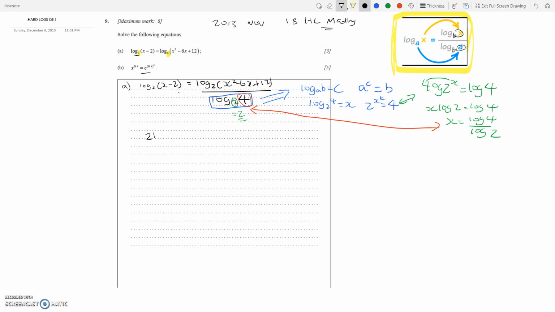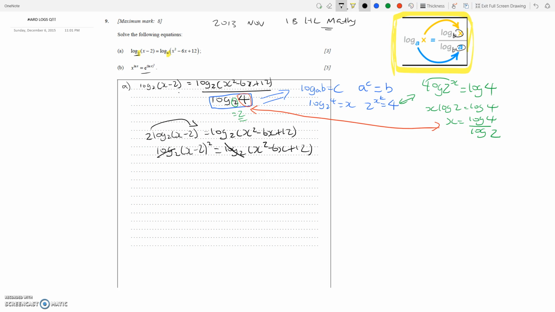So 2 log base 2 of x minus 2 equals log base 2 of x squared minus 6x plus 12. We can move this back up as a power instead of bringing the power down, to get the exact same base. Now if we get the exact same base, we can cancel them out. It's as simple as that. That's the whole purpose that whole time.